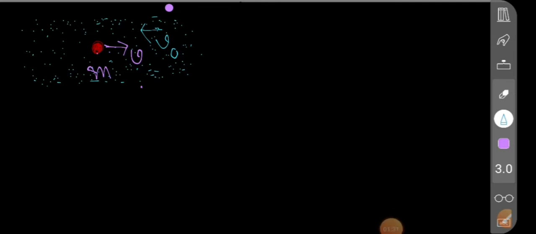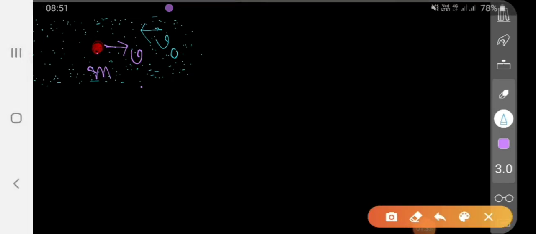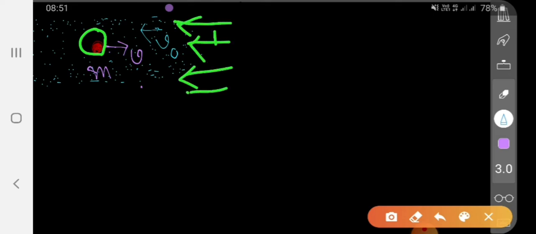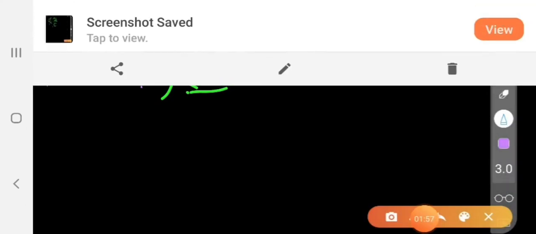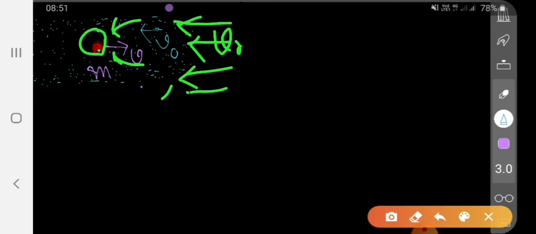This is the particle of mass m, and it is moving with a velocity v at any instant of time. The dust particles are moving with some velocity v naught towards the left. As the particle is moving, it is encountering the dust. Dust is getting deposited on the particle, and because of that the mass keeps on increasing. As the mass keeps increasing, its speed will change; it will have some acceleration. So we'll be calculating the thrust. The dust particles will be applying the thrust on it.